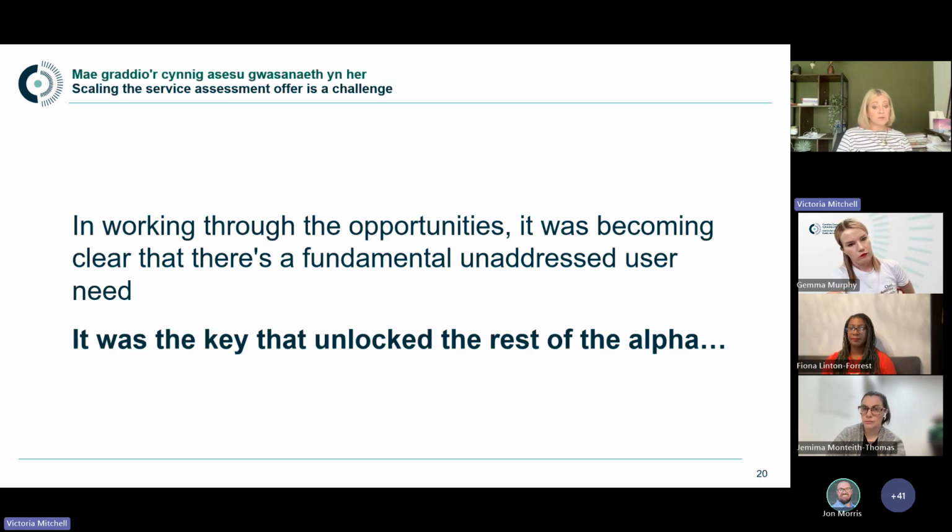So in working through these things, it became clear that service assessments themselves won't address a fundamental user need. And that is that the service standard isn't embedded in teams. Because teams aren't using the service standard, they don't know how to apply it. And finding people with lived experience to be assessors and support a service that is scaled across Wales would be pretty challenging to do right now. So we can't jump straight to service assessments for the majority of teams.